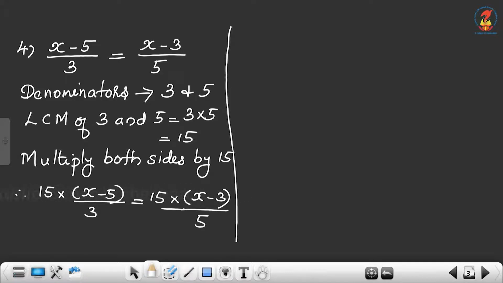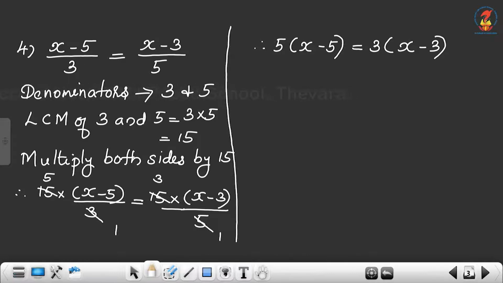Now we can cancel 3 and 15 using 3. So you will get 1 time. Here it is 5 times. Then 5 and 15 also we can cancel using 5, 1 time, 3 times. Therefore, 5 into x minus 5 equal to 3 into x minus 3.